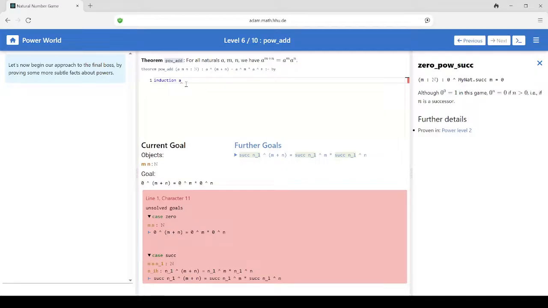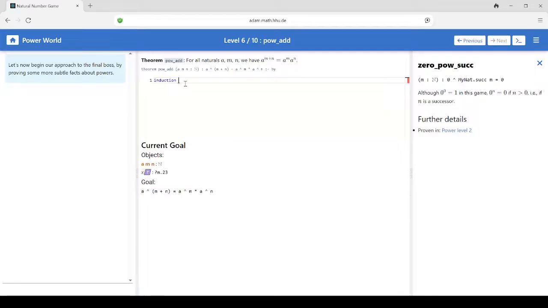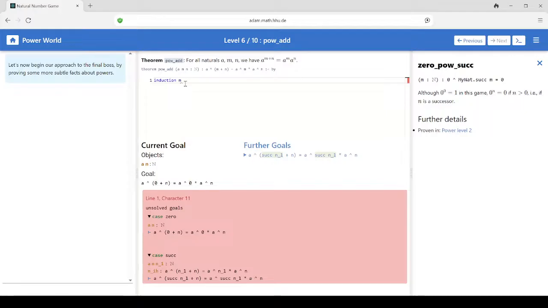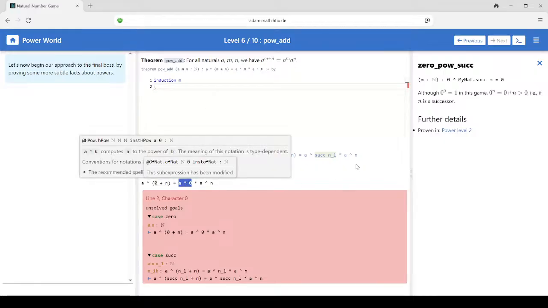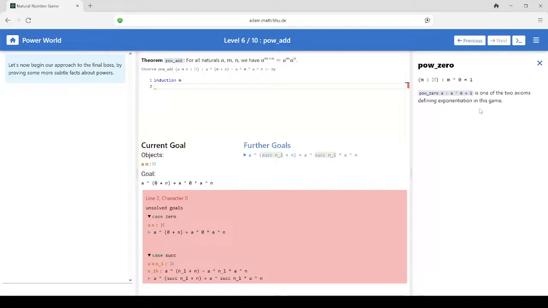So from what I understand, trying to do the induction for A seems fruitless. There's nothing I can do. There's no next step. I'd have to do it for something else, like M. We can do this one, because A to the power of 0, anything to the power of 0 is 1, including 0. Yeah, so that's why that works.